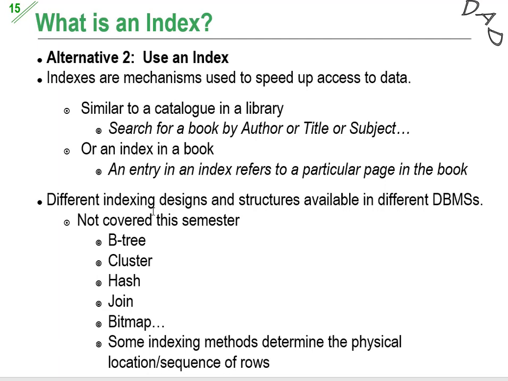Now, when it comes to database management systems, there are so many sophisticated indexes available. We are not going to cover these indexes, but there are a few types. We have B trees, clusters, hash indexes, join, bitmap, and even some indexing methods that determine the physical location or the sequence of rows on the disk.